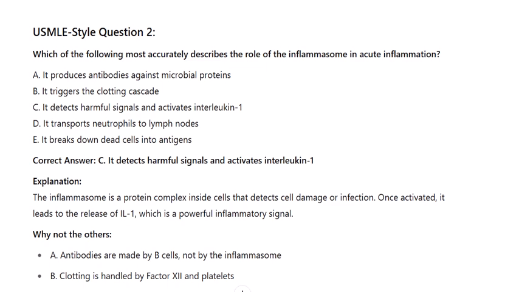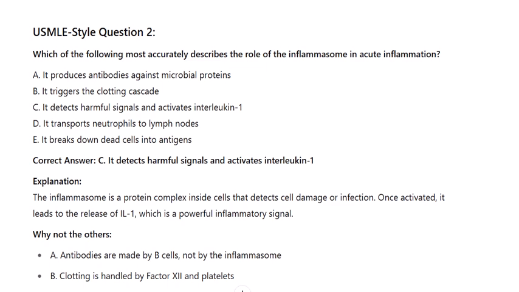Correct answer: C. It detects harmful signals and activates interleukin-1. Explanation: the inflammasome is a protein complex inside cells that detects cell damage or infection. Once activated, it leads to the release of IL-1, which is a powerful inflammatory signal.